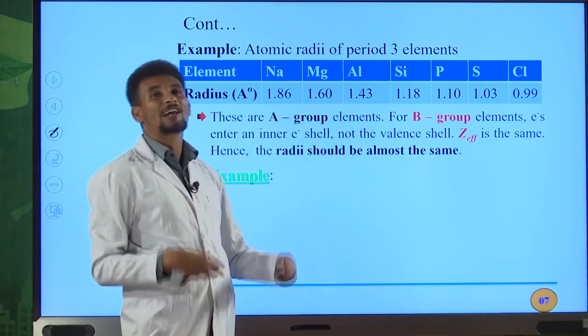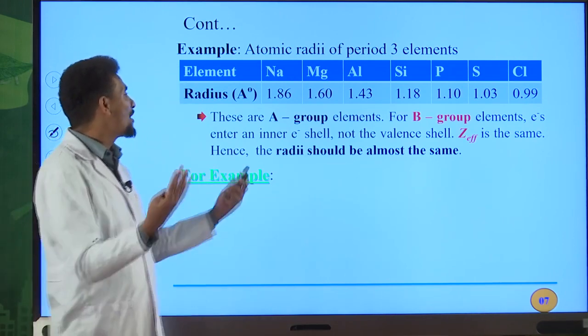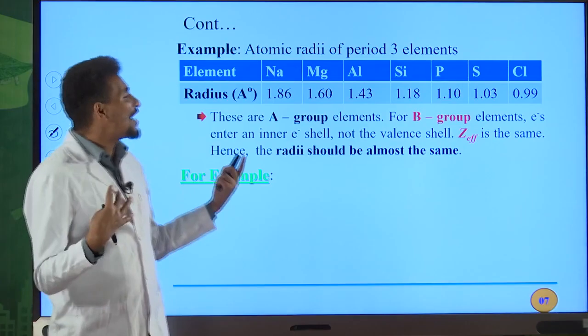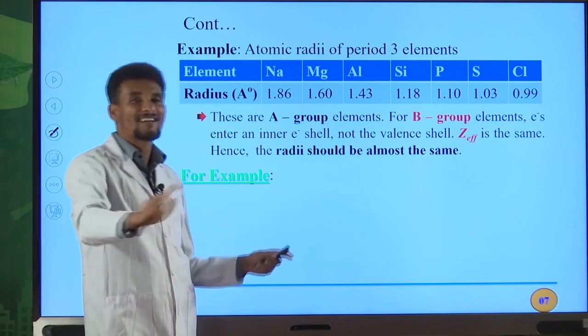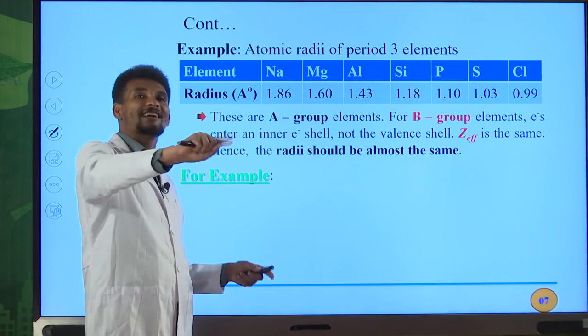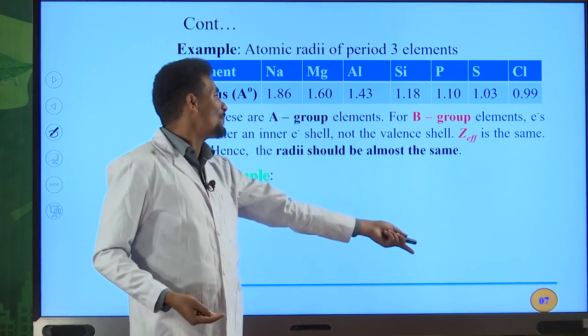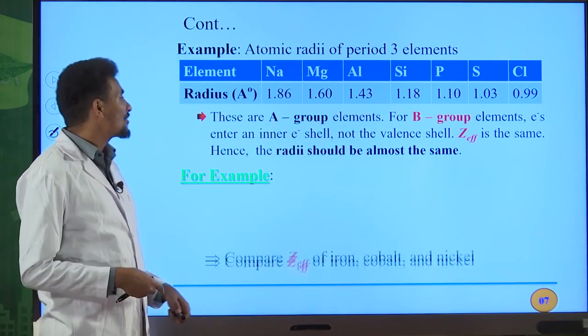So these elements are group A elements. What about B group elements? For B group elements, electrons enter an inner shell. Therefore, the valence shell will not increase. Only the inner shell increases. Electrons will add to the inner shell, not the valence shell. So the effective nuclear charge is the same. Because of this reason, the radius should be almost the same.